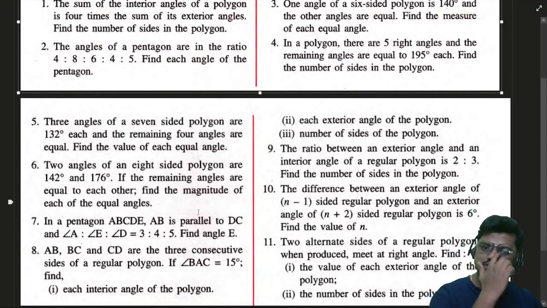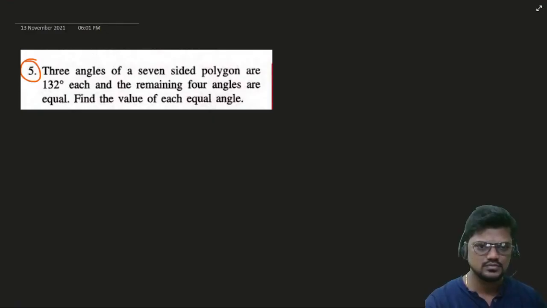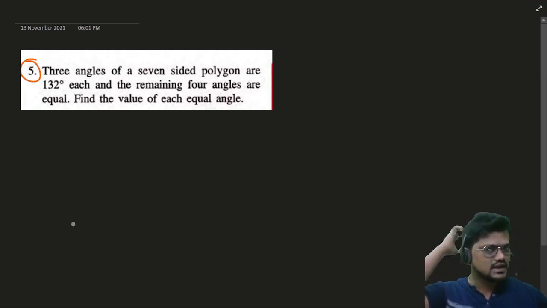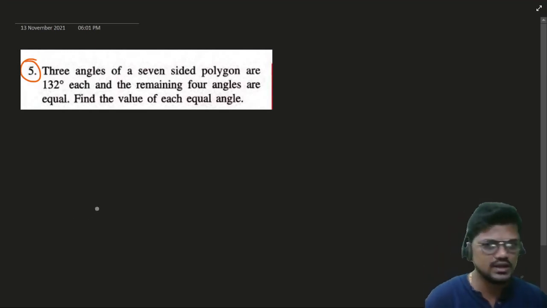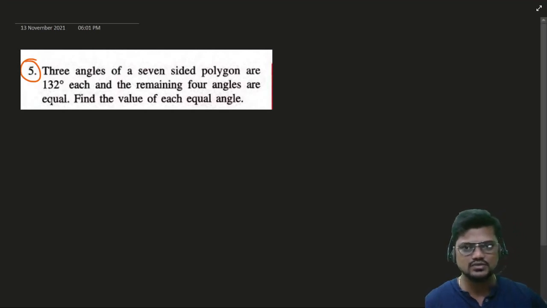The next is: three angles of a seven-sided polygon are 132 degrees each and the remaining four angles are equal. Find the value of each equal angle. Please solve the fifth problem by yourself. Okay. I will start it now. Three angles of a seven-sided polygon are 132 degrees each. It has seven sides, so it will have seven angles. So three angles of them are 132 degrees.